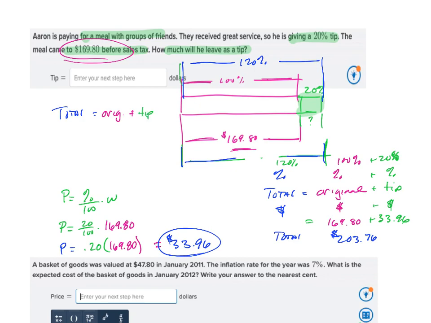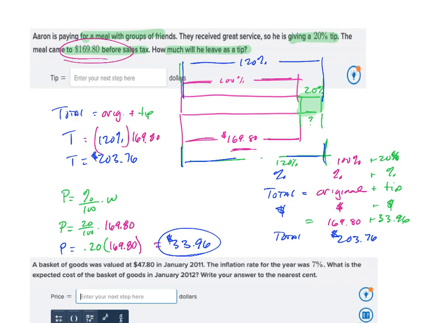And if we know that, we're saying this is 120% of the original, which was $169.80. There we are. And we just take 120% of 169.80, and we get that the total is going to be $203.76.